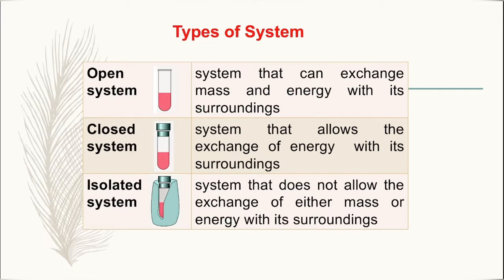The third one is an isolated system. Isolated system is a system that does not allow the exchange of either mass or energy with its surroundings. An example of isolated system is thermoflask. This system is completely sealed. If you put hot drink in a thermoflask, the hot drink will stay hot in it. No change in heat energy or mass at all.